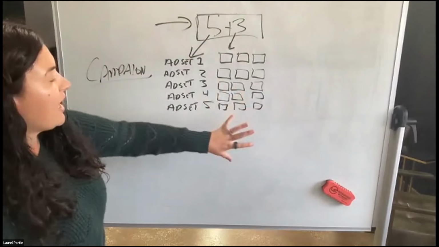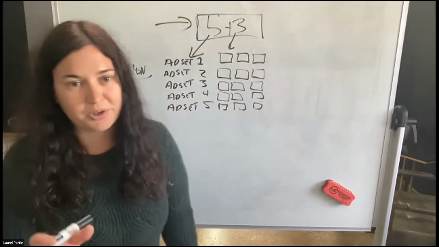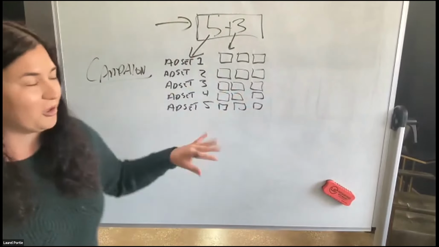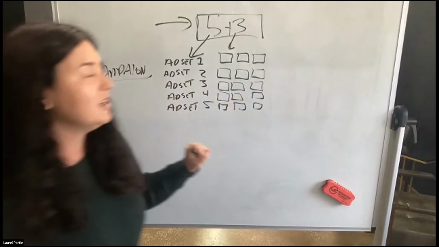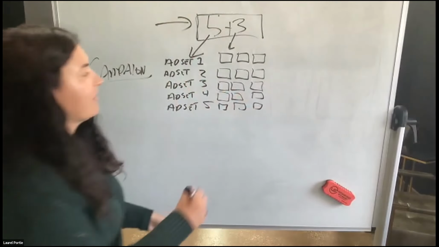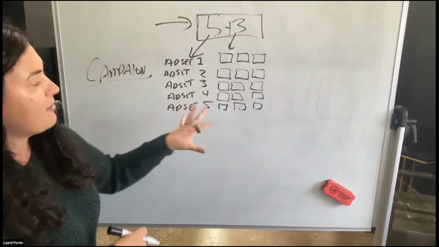So let's say Michael has 5 different audiences. He probably wouldn't because he's localized. With local audiences, you're not going to have 5. You might have like a 2 by 3 or something like that. But this is what a 5 by 3 looks like.